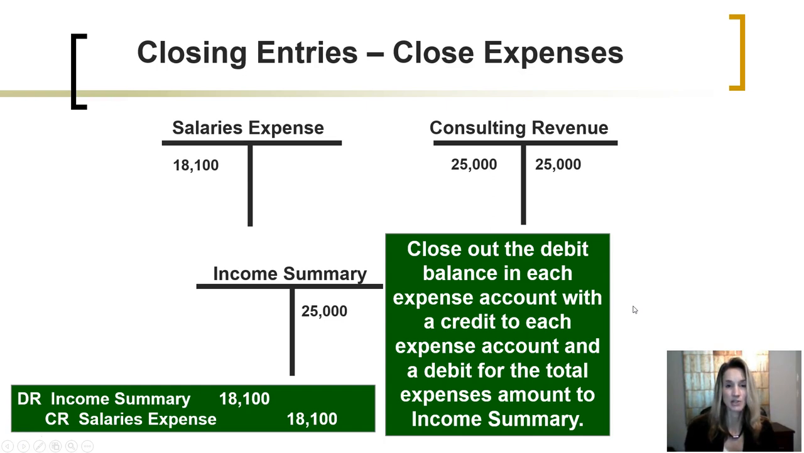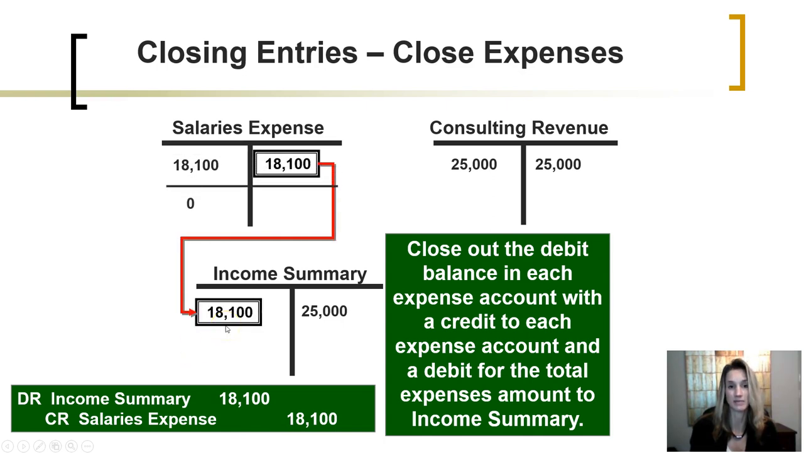Our second closing entry will be to close out the expense accounts. If we go to the general ledger, we will see that the expense account has a debit balance of $18,100. To clear out that debit balance of $18,100, we need to credit that account for its balance of $18,100. We will transfer that $18,100 into the income summary account by debiting it. So the journal entry is a debit to income summary, credit to each expense account for its balance.